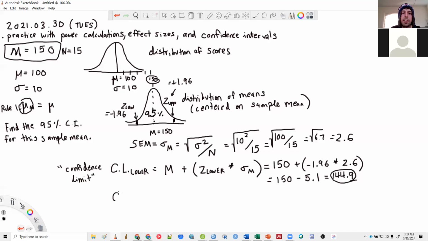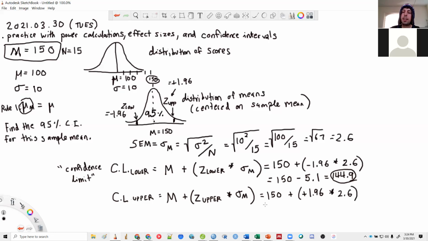And the confidence limit upper is going to be the same calculation, except instead of the lower z, we're going to use the upper z. Everything else remains the same. We're still using the sample mean, and the same standard error of the mean. So every other number remains the same: 150 plus, instead of minus 1.96, plus 1.96, still multiplying by the standard error of the mean. Last time this was minus 5.1, and here it's plus 5.1. And we have 155.1 as our upper confidence limit.